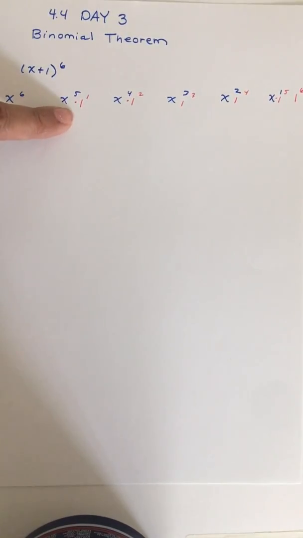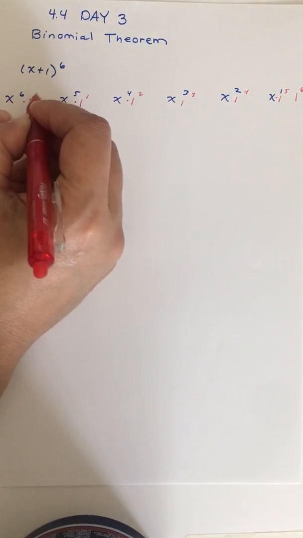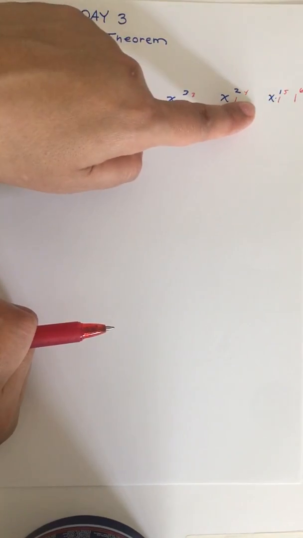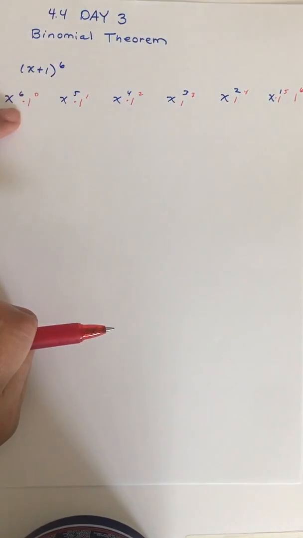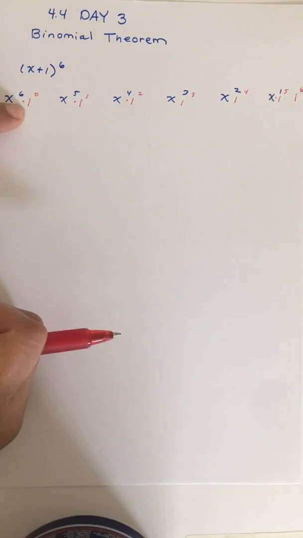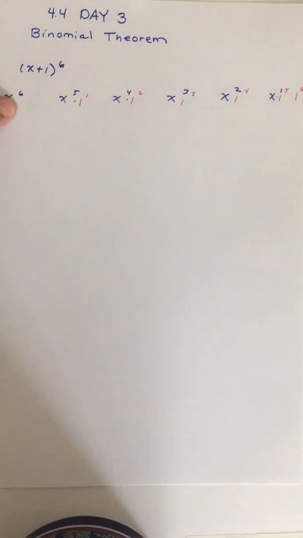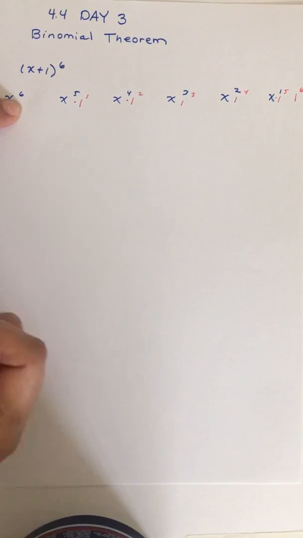And then after 1 is 0. So technically you start with 6 and you go 5, 4, 3, 2, 1 until you get to 0. But we know that when it's 1 to the 0 power, that's 1. So it's not really necessary to put the 0. So the last one is going to end up by itself because 1 to the 0 power is 1. So we don't have to write the 1.